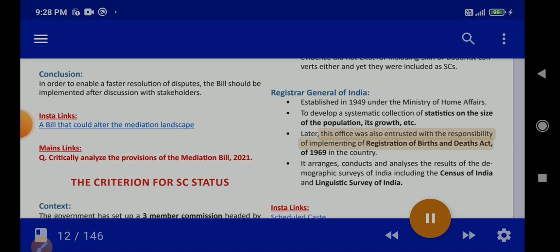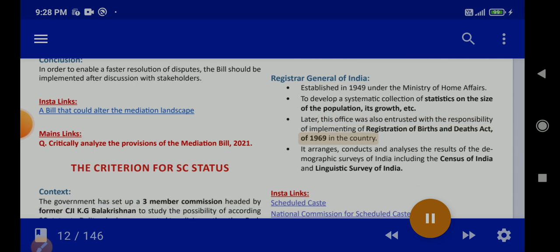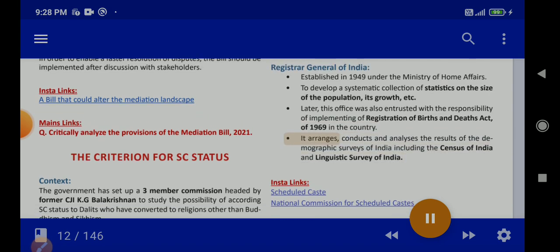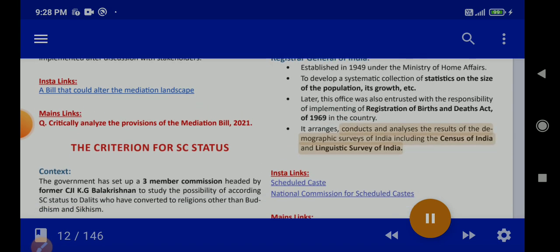Later, this office was also entrusted with the responsibility of implementing the Registration of Births and Deaths Act of 1969 in the country. It arranges, conducts and analyzes the results of the demographic surveys of India including the Census of India and Linguistic Survey of India.